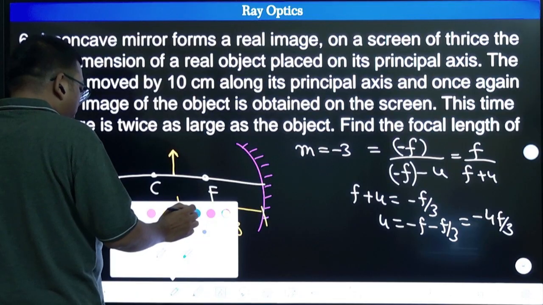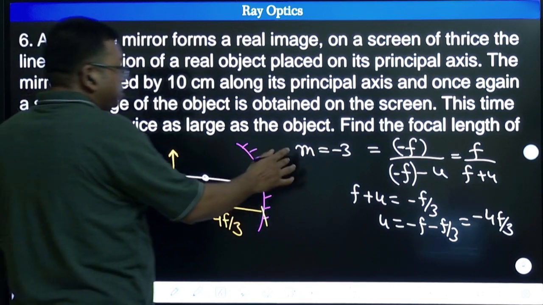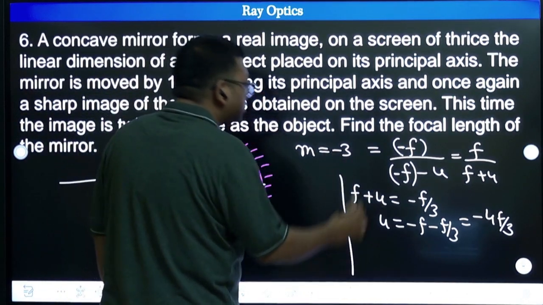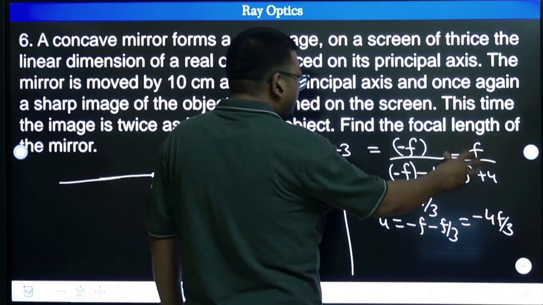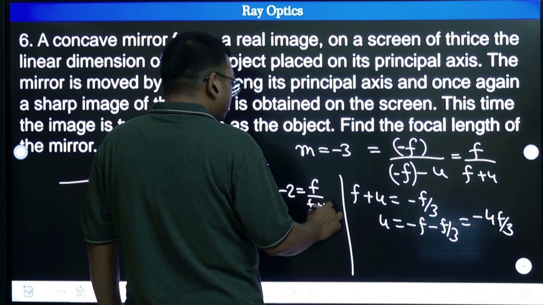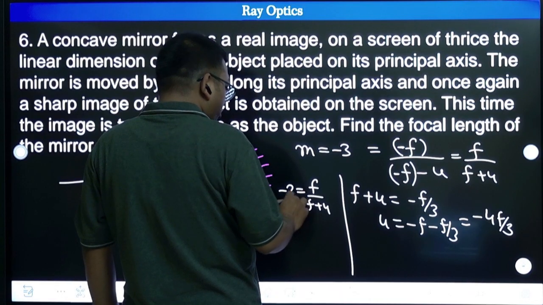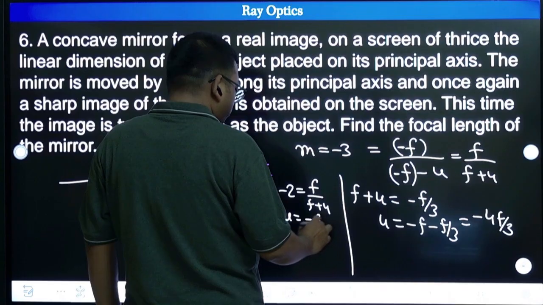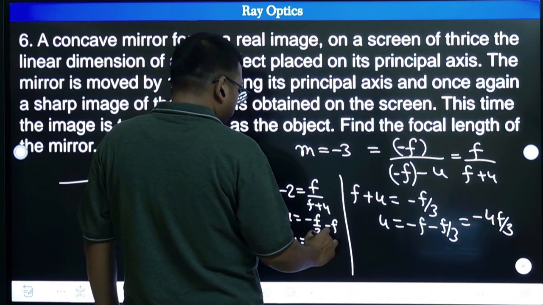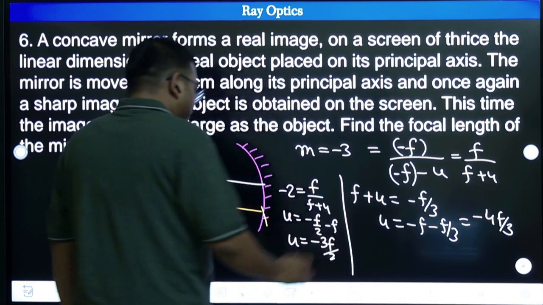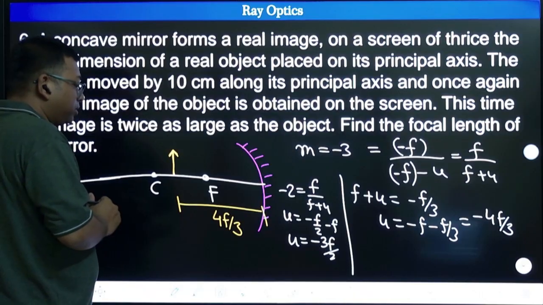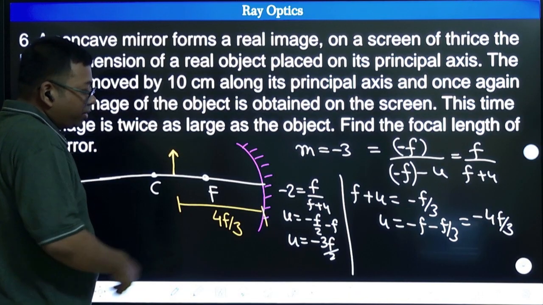Let us calculate for -2. That means in this formula, put magnification -2 and do the calculation. So I am just going to reduce the calculation here. So -2 is equal to f by f plus u. So u will become equal to minus f by 2, and this plus f will become minus f. So u will become minus 3f by 2. That means now we have to keep the object at a distance of minus 3f by 2, which is 1.5, right?